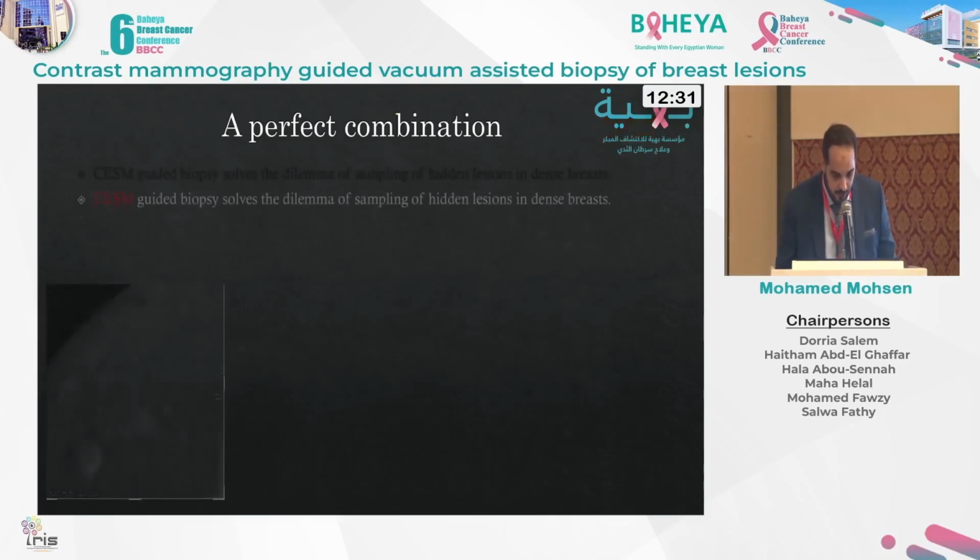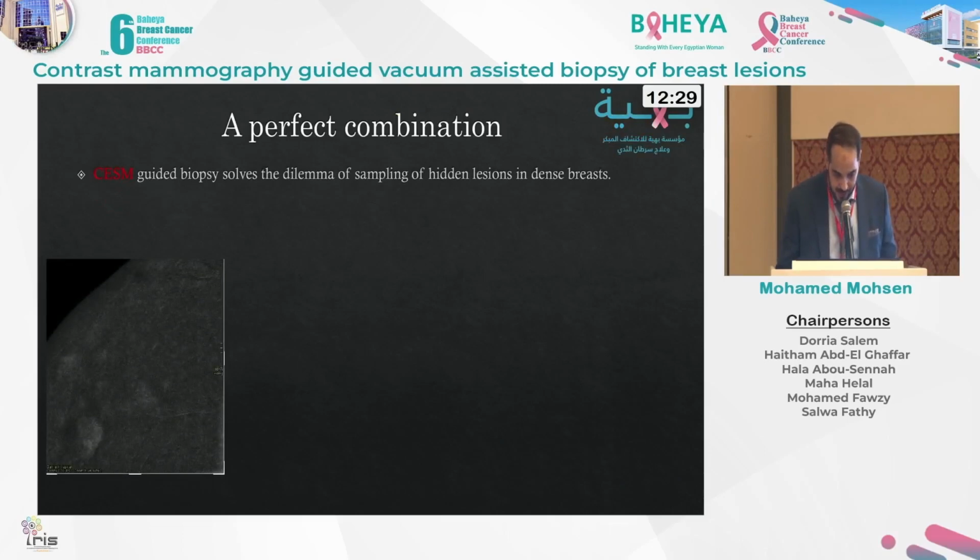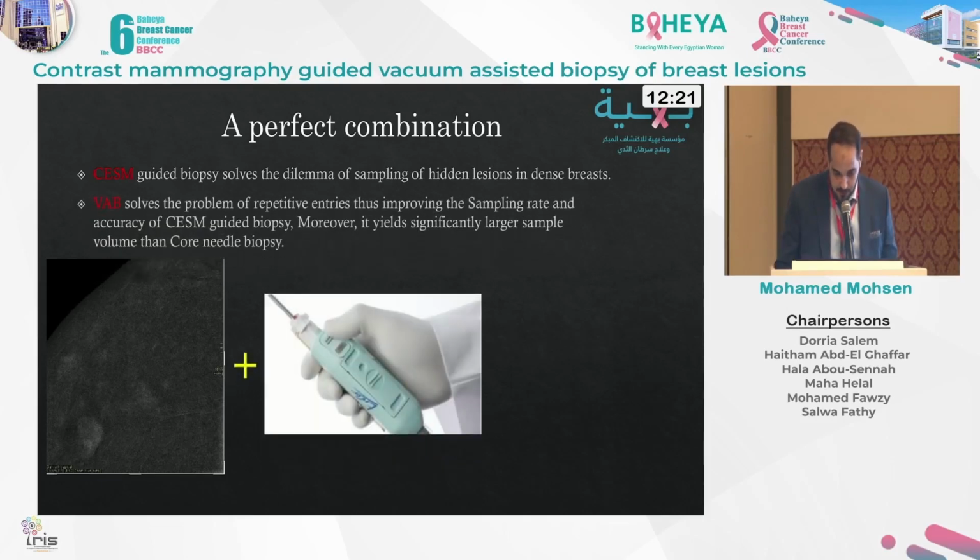Therefore, we have a perfect combination where the contrast-enhanced spectral mammography guided biopsy solves the dilemma of sampling of hidden lesions in dense breasts, while the VAP solves the problem of repetitive entries, thus improving the sampling rate and accuracy of contrast-enhanced mammography-guided biopsy. Moreover, it yields significantly larger sample volume than core needle biopsy.